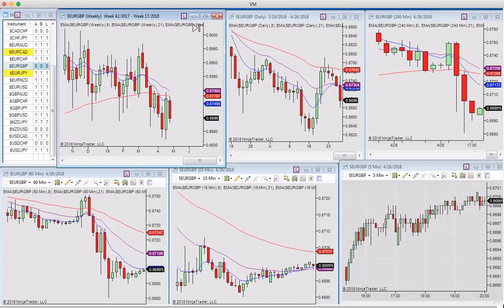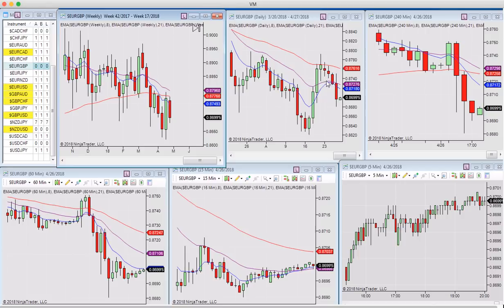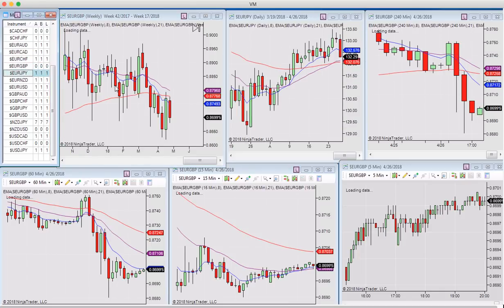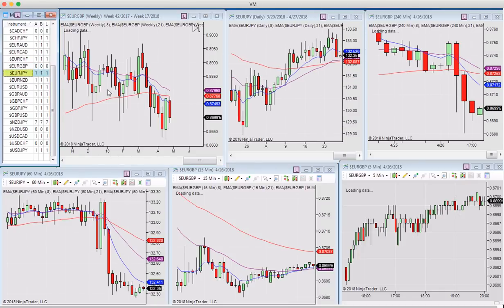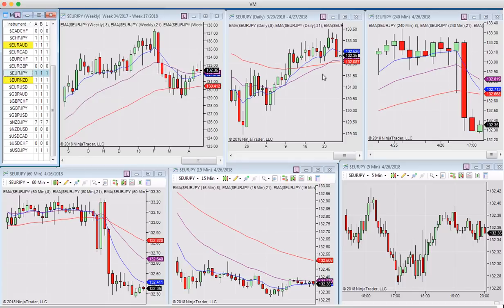On the weekly, it's a choppy mess. On the daily, it's just turned down. Choppy mess. It's down. Choppy mess. Yeah, this is not the market that you want to trade. So EUR JPY. Okay. Choppy mess, nah, next one.